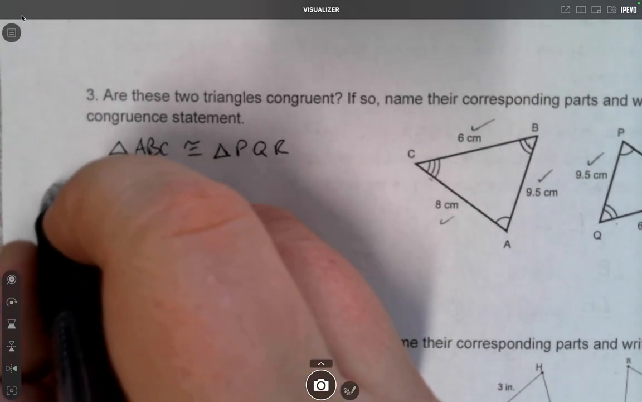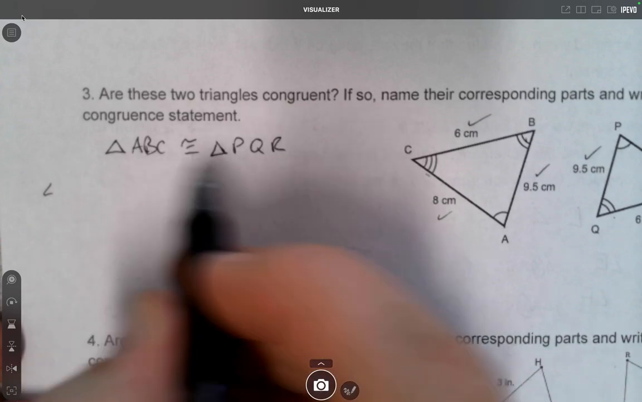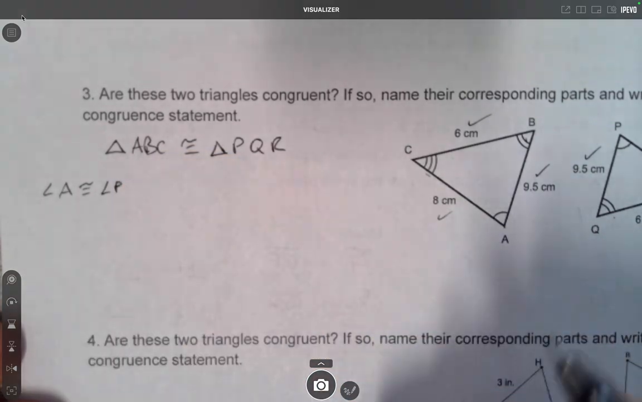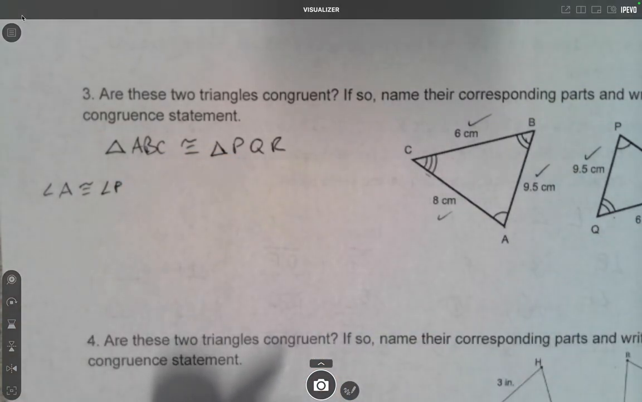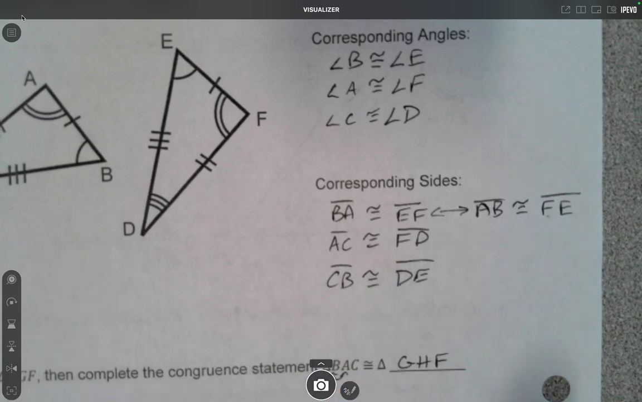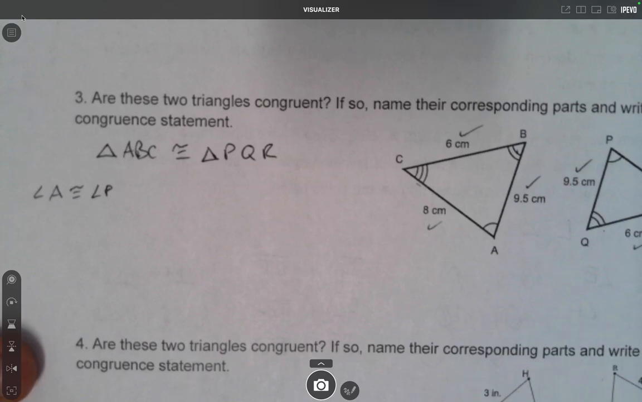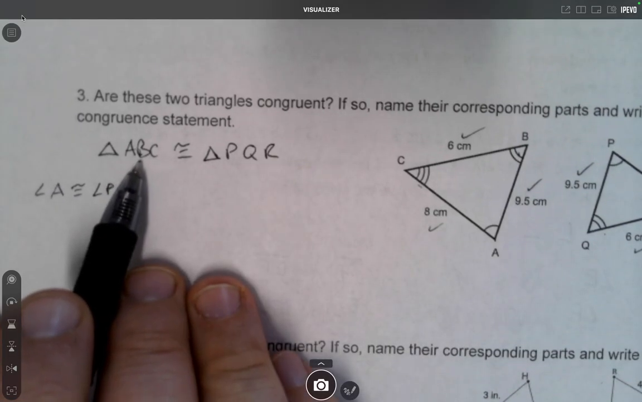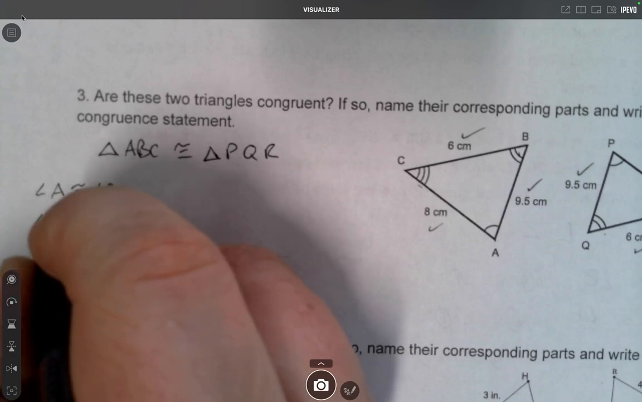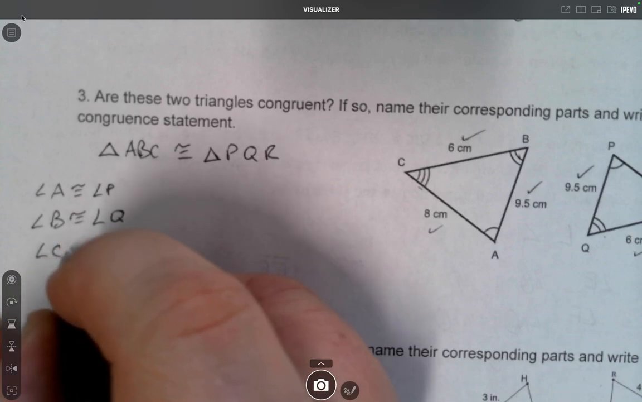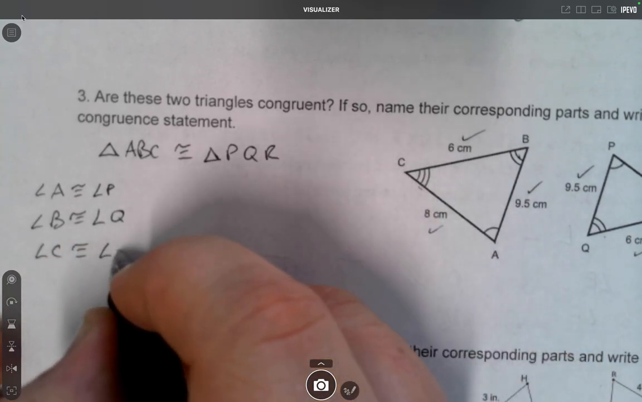Now for the angles, just go in order. Put the first one A, put the first one P. In fact, let me stop here. I would encourage you to pause the video and try to finish this on your own. Try to write all the angles that are congruent, just like we did up here, and all the sides that are congruent, and then press play and see if you got it right. So for angle B, that's written second, goes to angle Q because that's written second. Angle C, that's written third. That's congruent to angle R because it's also written third.